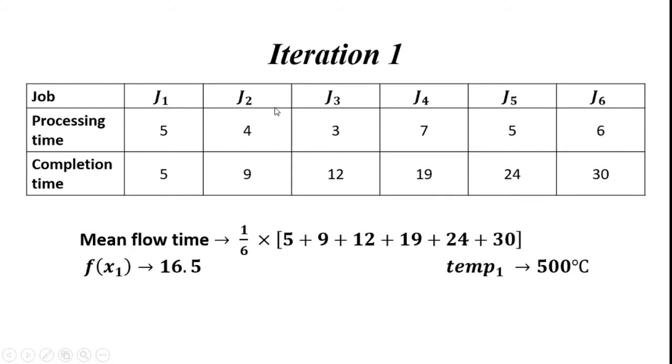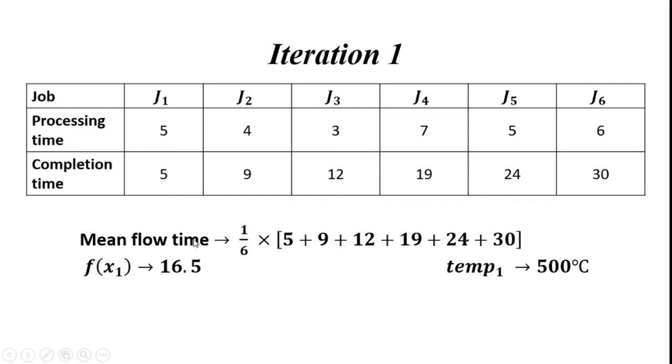Now the completion time of every job in sequence. The initial job completion time is 5 minutes. After that I add the job 1 completion time and the job 2 processing time: 5 plus 4 is equal to 9. So the completion time of job 2 is 9. Similarly for job 3, I add 9 plus the processing time of job 3, which gives 12. Cumulatively I add J3, J4, J5 and J6. Finally, I get 30 minutes for completing job 6.